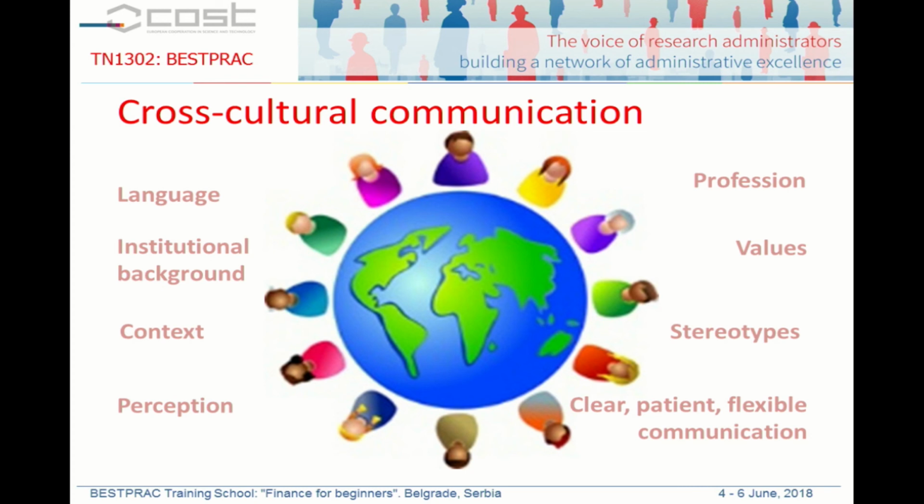Perception, we perceive things differently. And don't expect everybody else to perceive things the way you do. That's something we should all remember. Context matters a lot when we collaborate, and things work in one context but not in another. Things are perceived differently in different contexts and so on. We all have an institutional background which affects the way we think and operate, and we have the language matter as well.